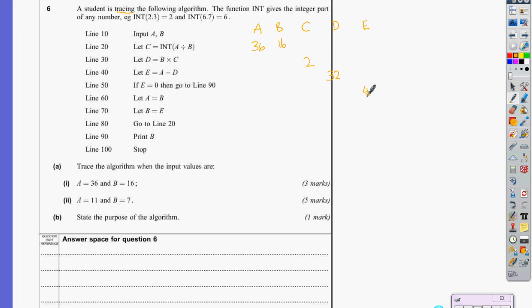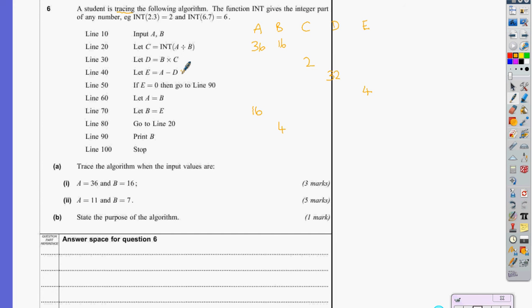At this point it says if E equals 0. It doesn't, so we don't go down to here to line 90. Then it says let A equal B. So I've got A, another new line. I'm going to make it equal B, which is 16. Then it says let B equal E. B needs to be 4. Again, another new line. Then it says go to line 20, which is up here.